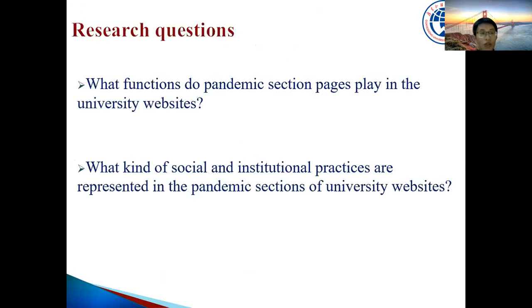So we propose our two research questions as follows. The first one is, what functions do pandemic section pages play in the university website? And the second one is, what kind of social and institutional practices are presented in the pandemic section of the university websites?